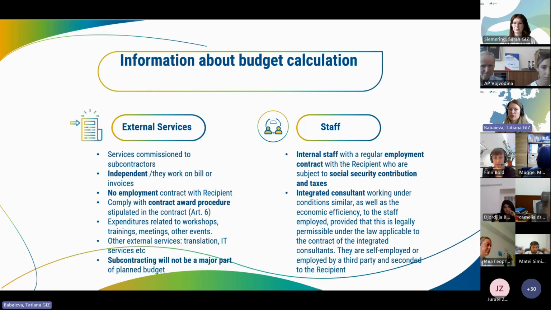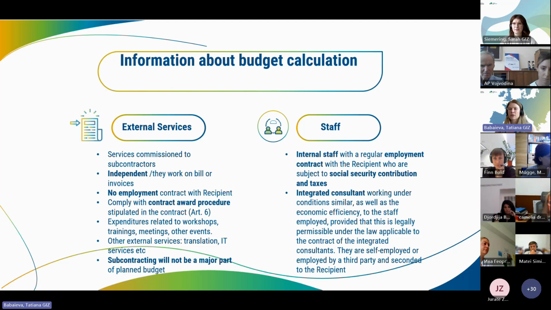Under budget category staff, you can budget employees of your organization with a regular employment contract with the recipient organization who are subject to social contributions and taxes. You also budget here integrated consultants, working under conditions similar, as well as the economic efficiency, to staff employed by the recipient, and provided that this is legally permissible under the law applicable to the contract of the integrated consultant. Integrated consultants are natural persons who are self-employed or employed by a third party and seconded to the recipient.